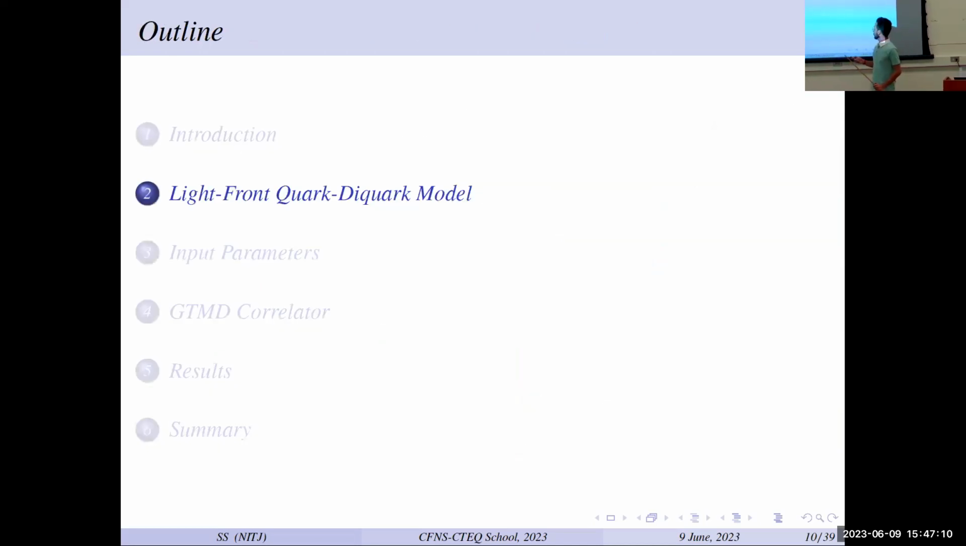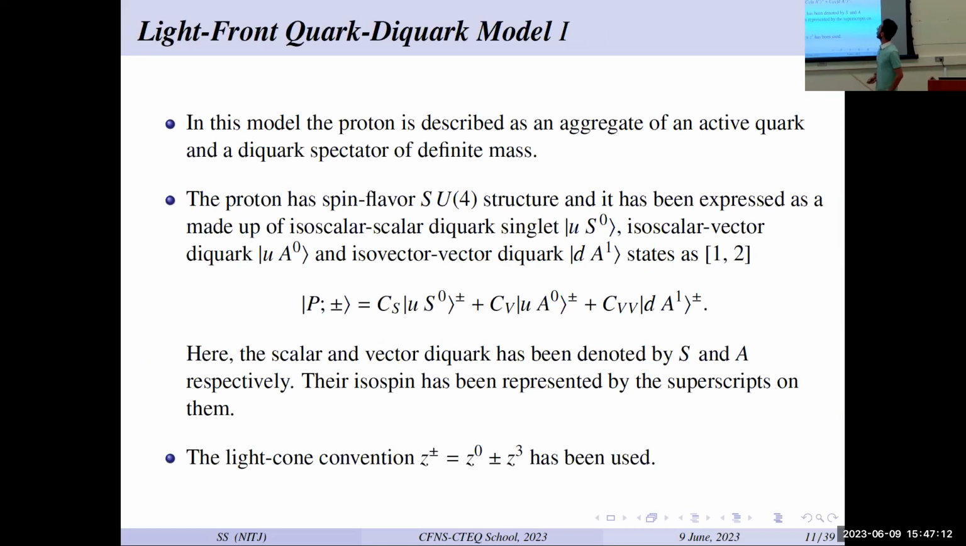Okay. So yeah, the light front quark diquark model. So this is a model which I'm using. In proton, we have 3 quarks. So what we say is that when a scattering happens, it happens with 1 quark, and the remaining 2 quarks will act as a spectator.